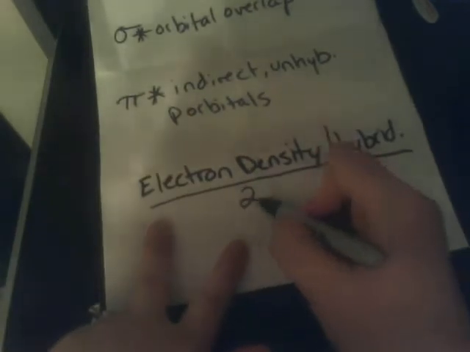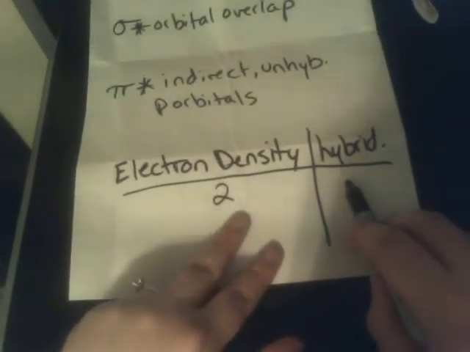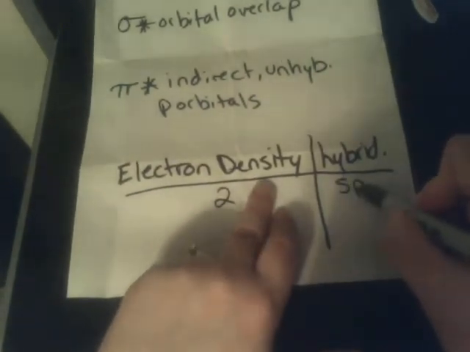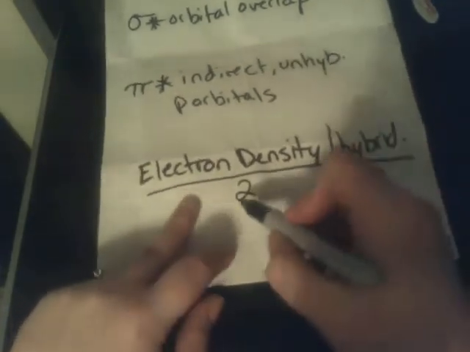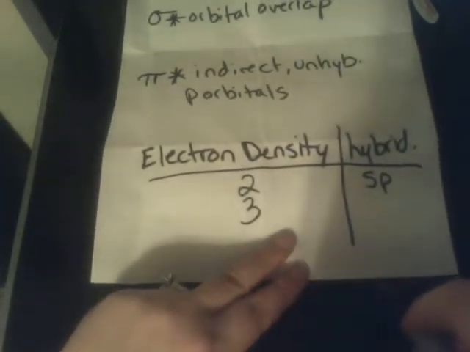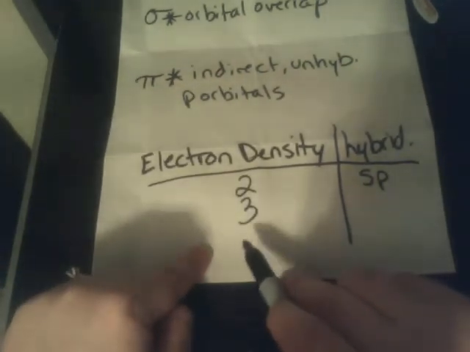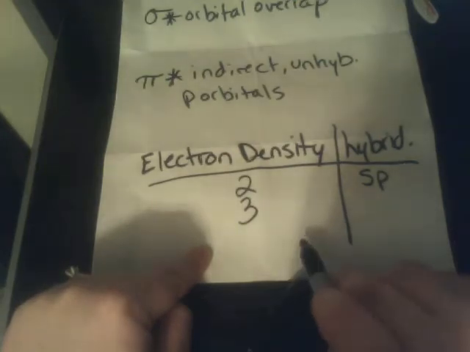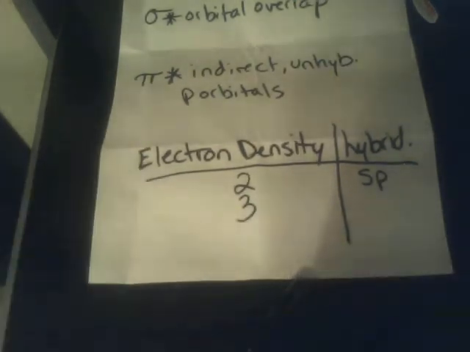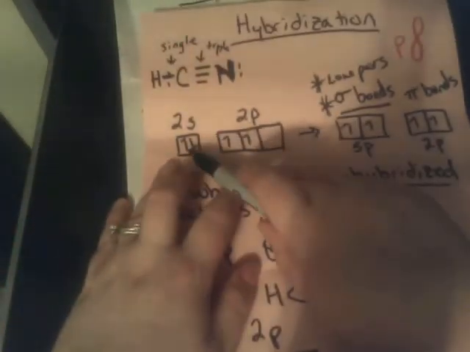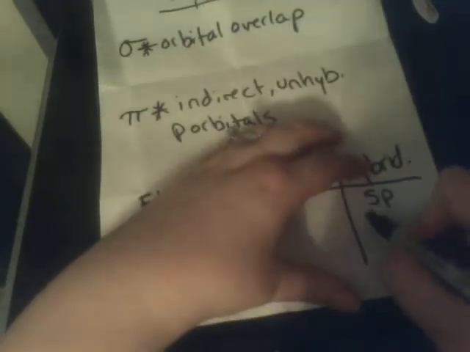So if we have two areas of electron density, the hybridization is sp. If we have three areas of electron density, here's how it's easy. It must be an S, and then what comes next? Two of the P's, right? Because picture the P block from the other one. If we have electron density in three places, it's got to go 1, 2, 3. So S and two P's. So sp2.